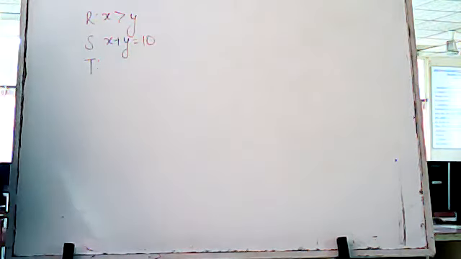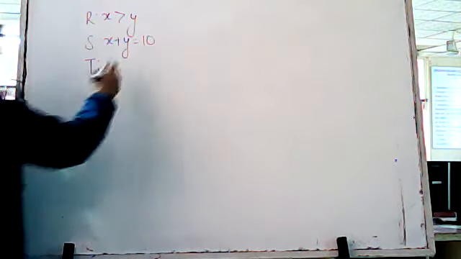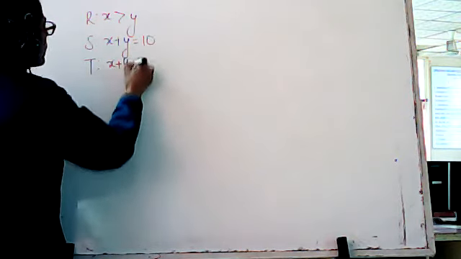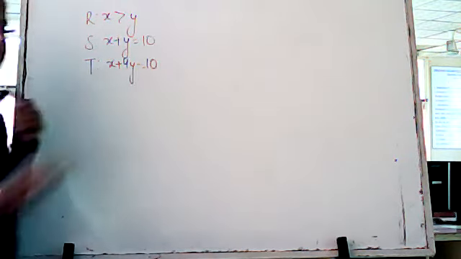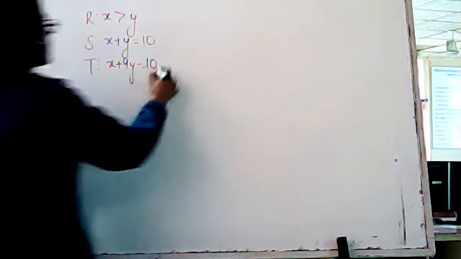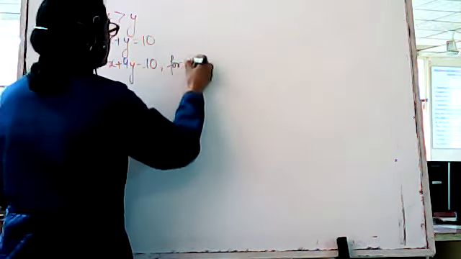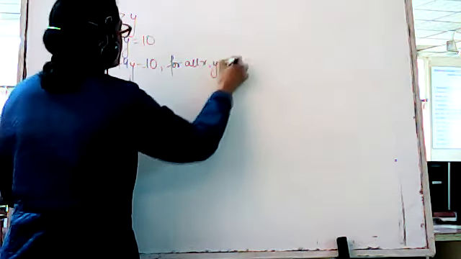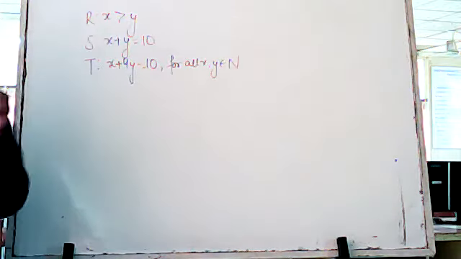And third is T such that x plus 4y equals 10, for all x and y belongs to N, that is the set of natural numbers.